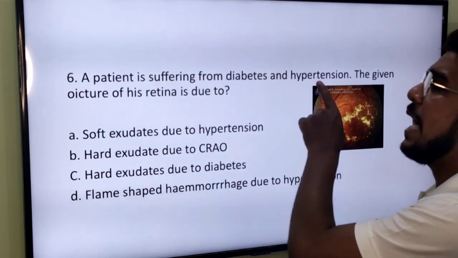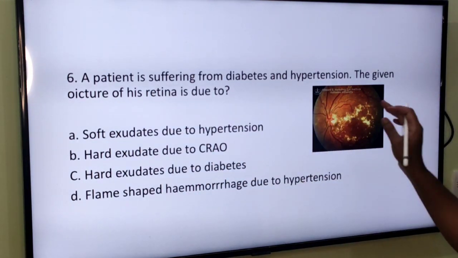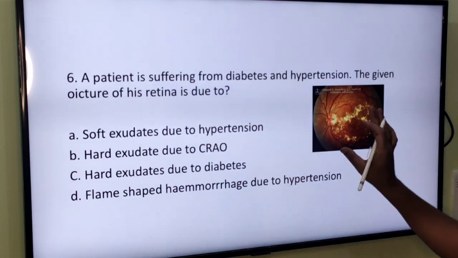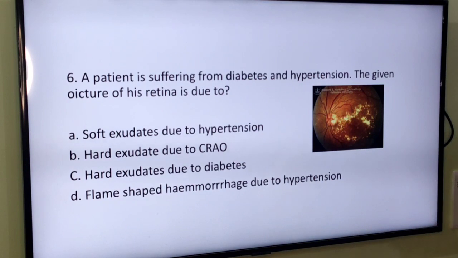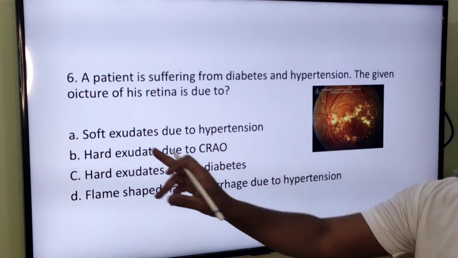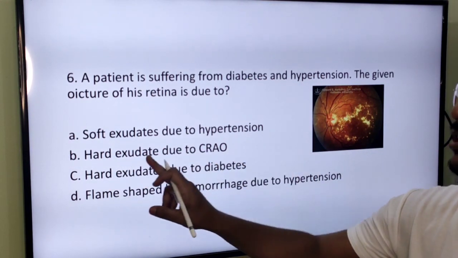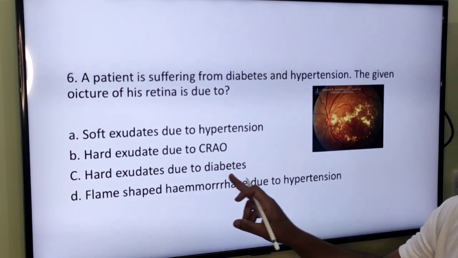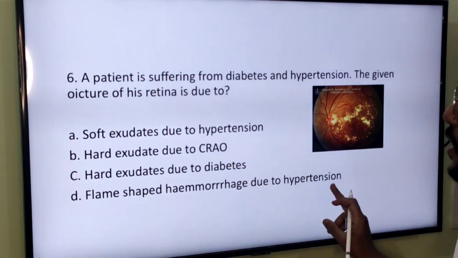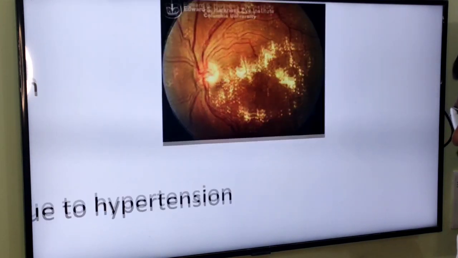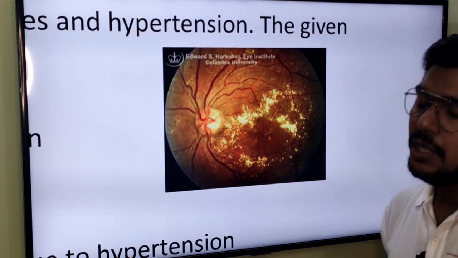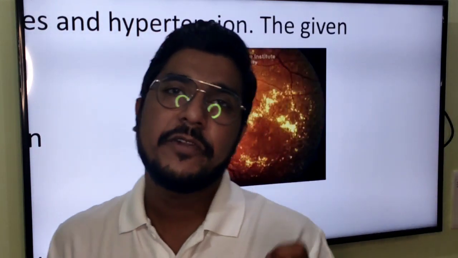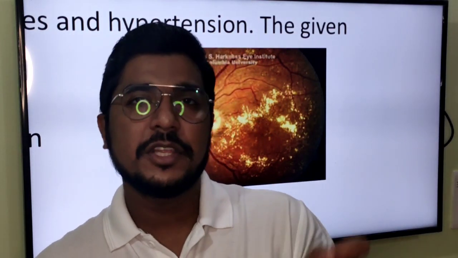A patient is suffering from diabetes and hypertension. The given picture of his retina is due to diabetes, and there is hypertension also. What is the answer? Soft exudate due to hypertension, hard exudates due to CRAO, hard exudate due to diabetes, or flame-shaped hemorrhage due to hypertension. Can you see this? Can you find any hemorrhages here? Very few hemorrhages. You know, in hypertension flame-shaped hemorrhage is much more common, and in diabetes dot hemorrhage is much more common.